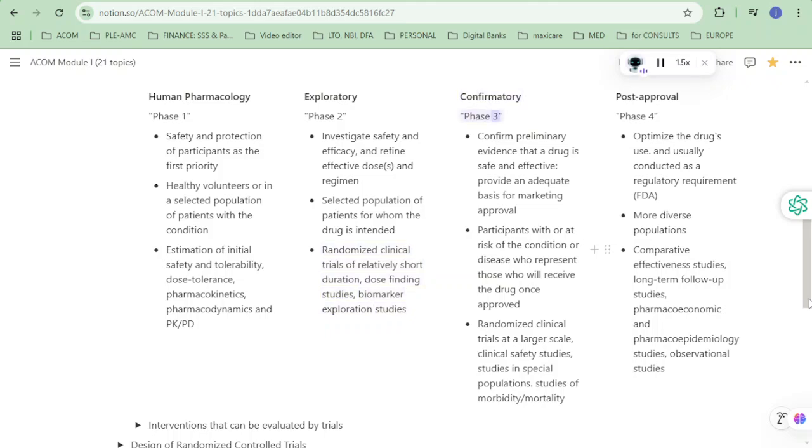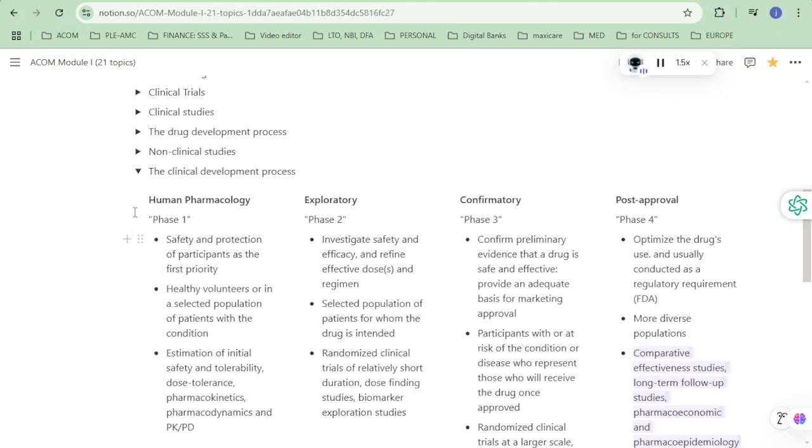Confirmatory, Phase 3: confirm preliminary evidence that a drug is safe and effective, and provide an adequate basis for marketing approval. Participants with or at risk of the condition or disease who represent those who will receive the drug once approved. Randomized clinical trials at a larger scale, clinical safety studies, studies in special populations, studies of morbidity and mortality. Post-approval, Phase 4: optimize the drug's use, usually conducted as a regulatory requirement by the FDA. More diverse populations. Comparative effectiveness studies, long-term follow-up studies, pharmacoeconomic and pharmacoepidemiology studies, observational studies.